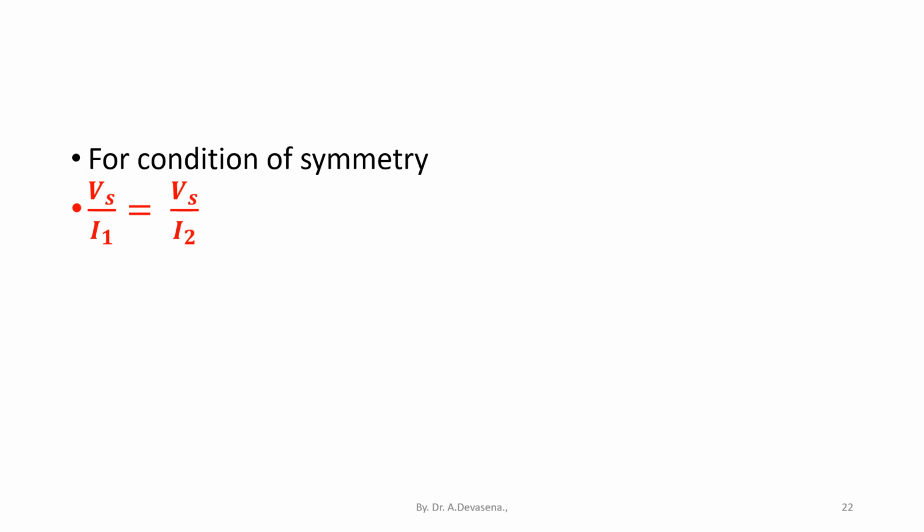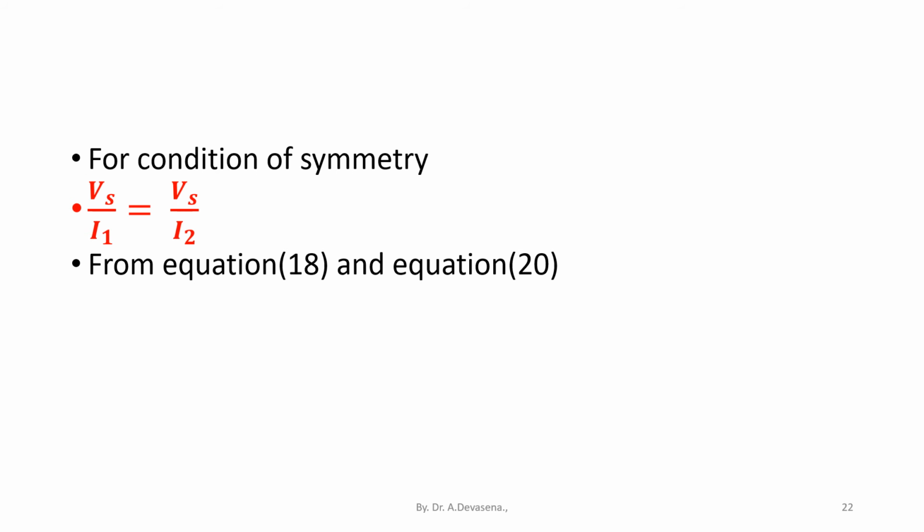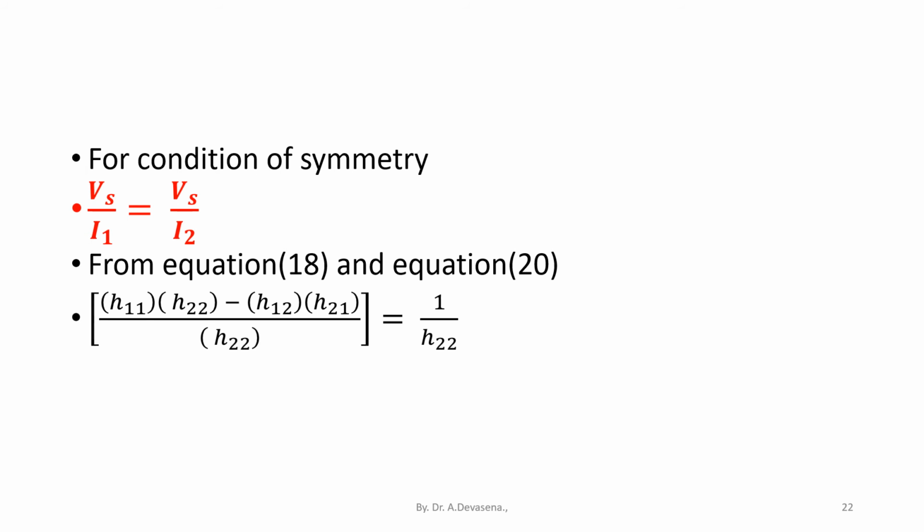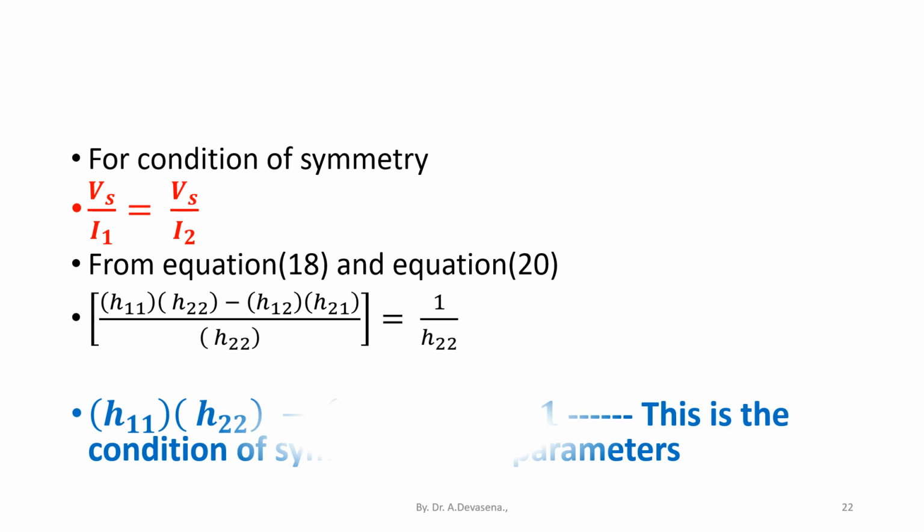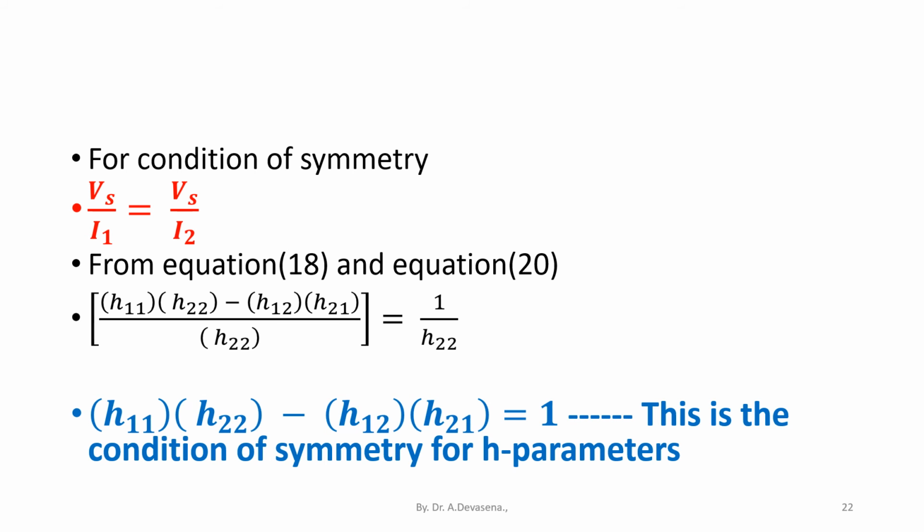For the condition of symmetry, we have Vs by I1 is equal to Vs by I2. From equation 18 and equation 20, we have h11 h22 minus h12 h21 divided by h22, that is equal to 1 by h22. So h11 h22 minus h12 h21 is equal to 1. This is the condition of symmetry for h parameters.